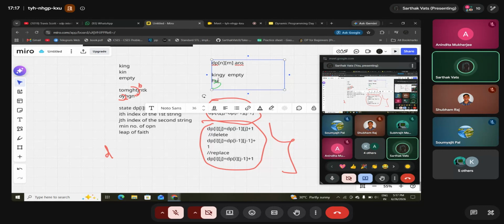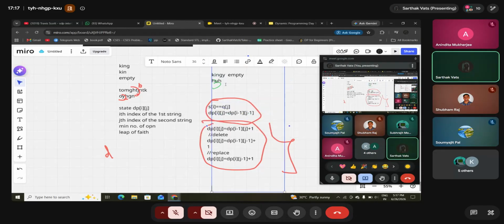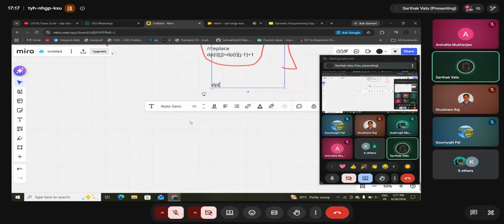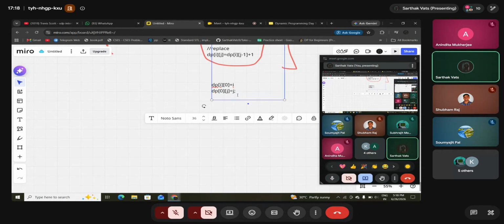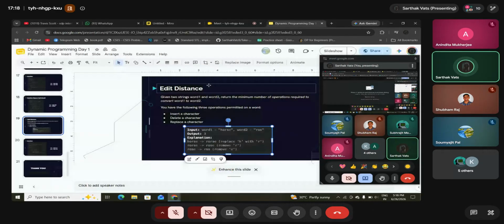Similarly, if I need to convert an empty string to huh, then again I would require 3 additions. So basically it would just be the size of the element. So if I am at dp of i and 0, then this would be i, right? If I'm at dp of 0 and j, then it would just be j. So these would be our base cases. I hope I'm clear with that.